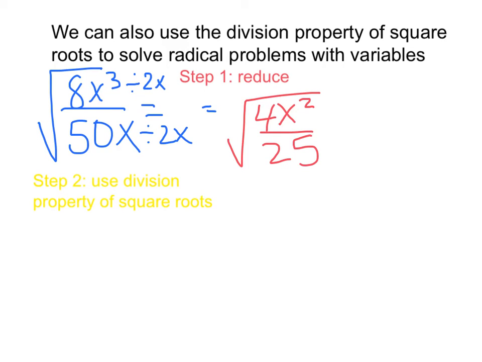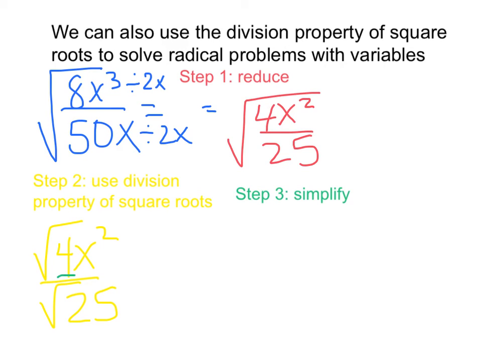Now we'll use the division property of square roots to break this problem up a little bit. So we will turn it into the square root of 4x squared over the square root of 25. Now this looks a little more manageable. Now all we do is simplify. The square root of 4 is 2, and the square root of x squared is x, and the square root of 25 is 5.